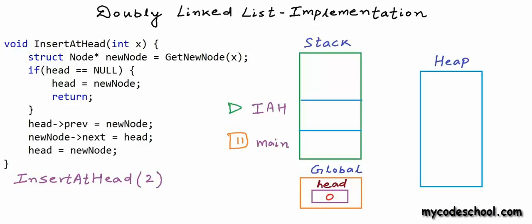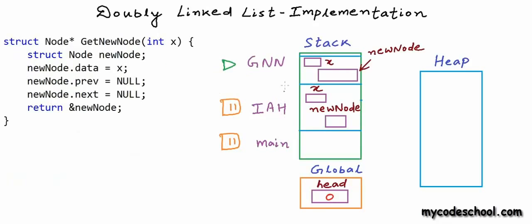I'm writing shortcut IAH for insert at head because I'm short of space here. All the arguments of insert at head, all the local variables will live inside this stack frame. We are creating a variable named new node, which is a pointer to node, as a local variable, and we are making a call to get new node function. Execution of insert at head will pause and we will go on to execute get new node.